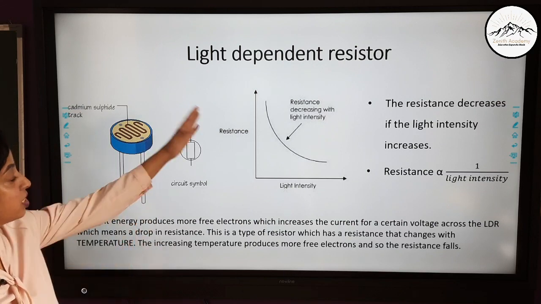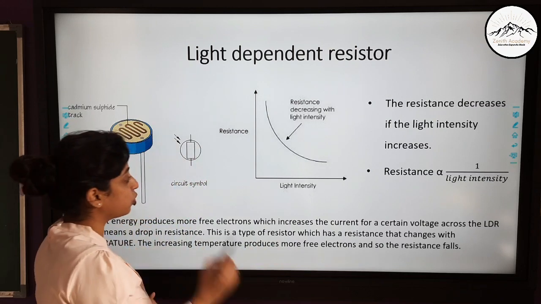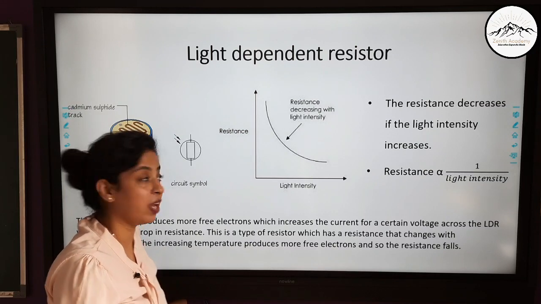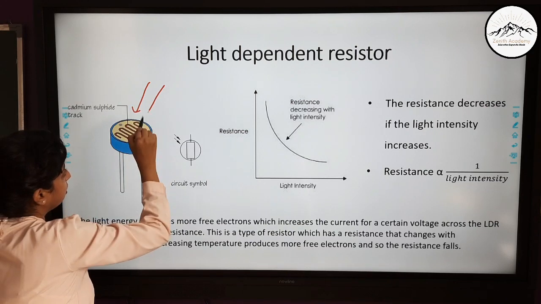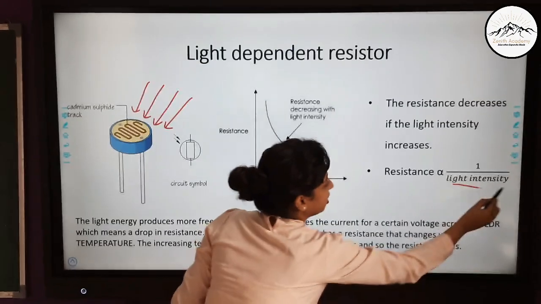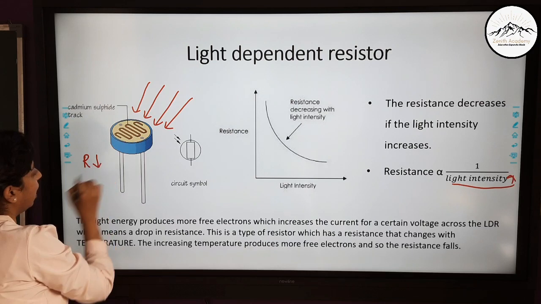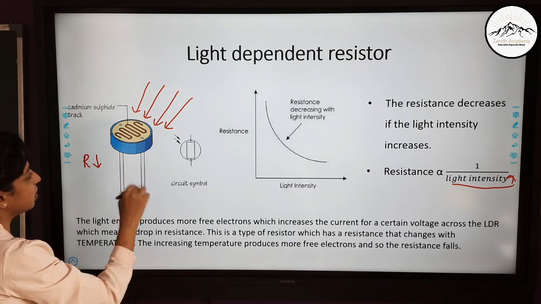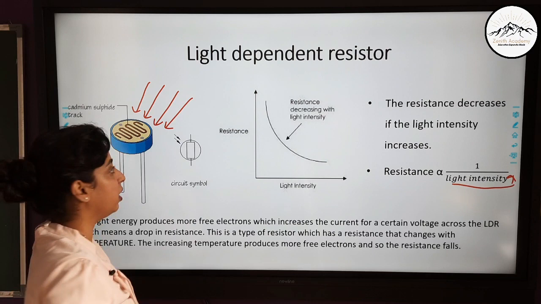Now moving on to our next component, which is also very important, the light dependent resistor. Here you should always remember that resistance is inversely proportional to the intensity of light. So here you can see a diagram. When light falls on it, and if the light intensity is more, then the resistance that it offers will be less, and more current flows in the circuit. So if this is connected in a circuit, it depends on the intensity of light.